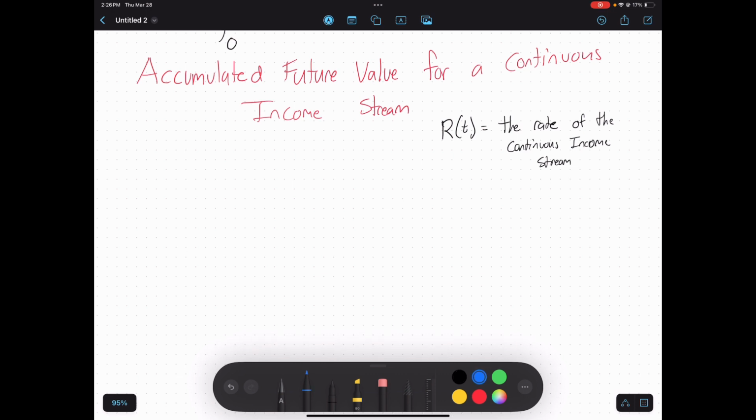Okay, and then also just be aware that capital T represents how many years in the future, right? The number of years it's invested.